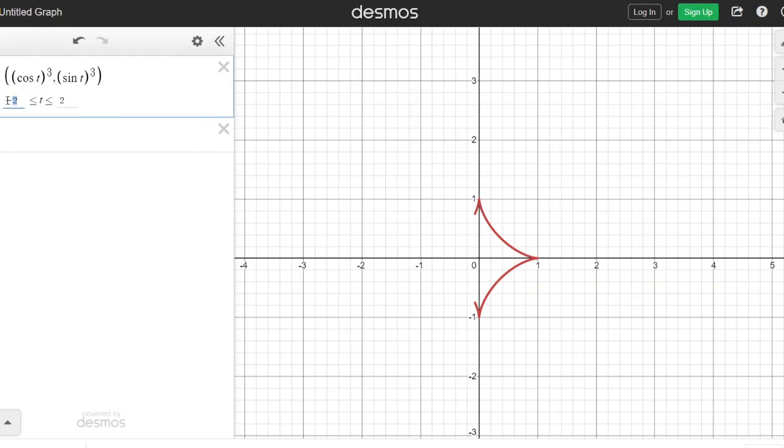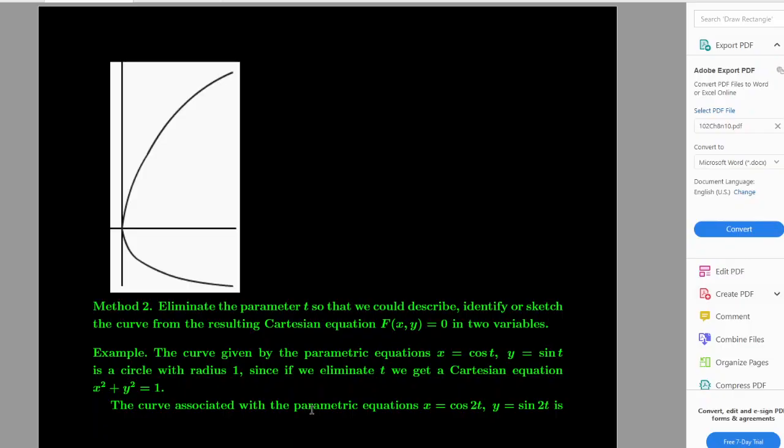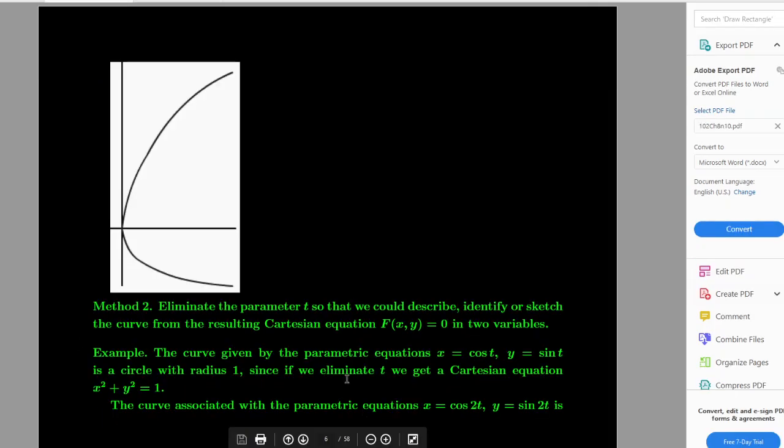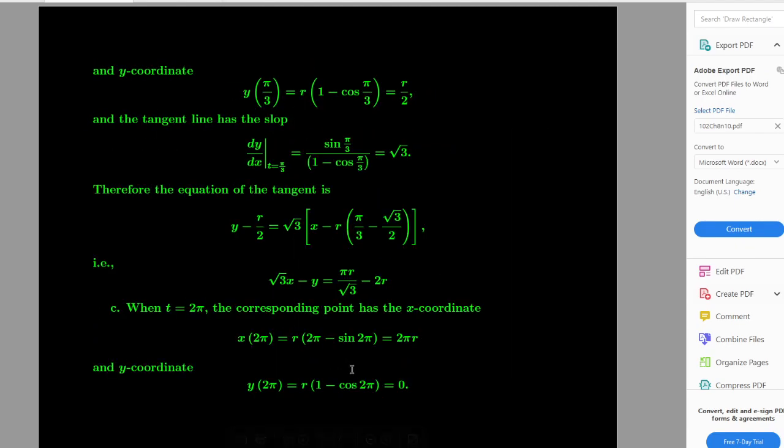In this case, if I give a restriction on t, I will make t go from 0 to 2 pi. So this curve has a shape something like this. It's called an asteroid. I will show the name in the notes. Do I have the name in the notes? Yeah, so probably it's somewhere in later chapters.